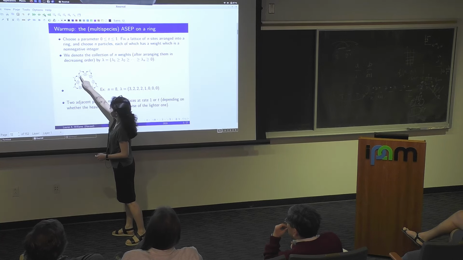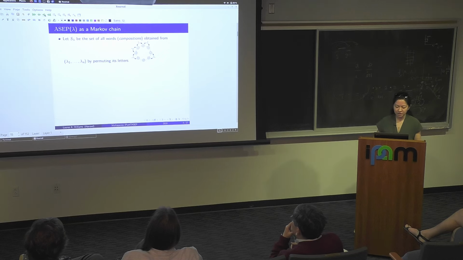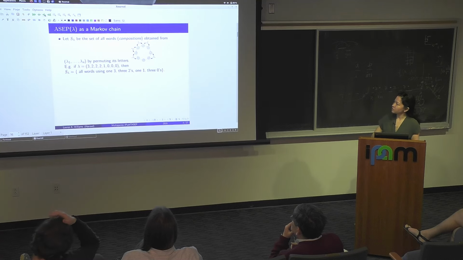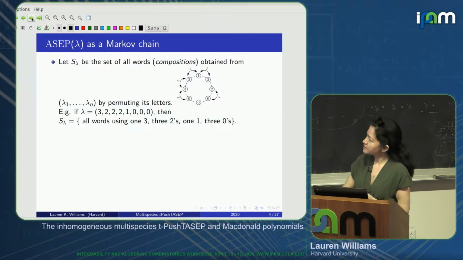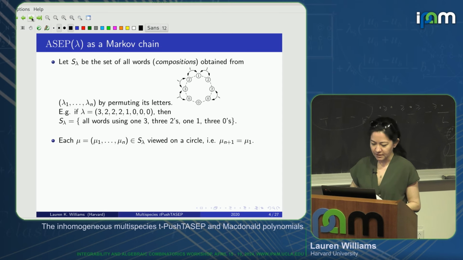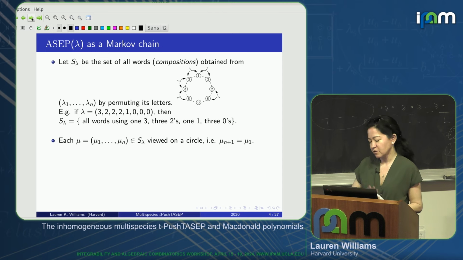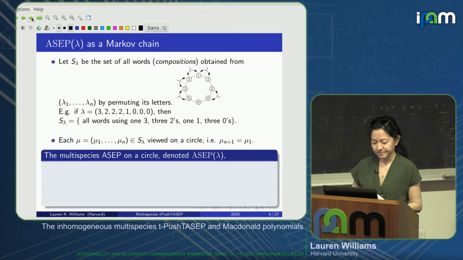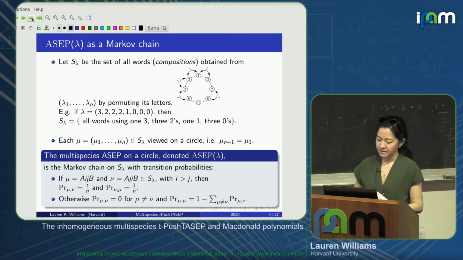And so this is a Markov chain associated to every partition. S lambda is going to be my notation for the set of all compositions that I can obtain by permuting the parts of lambda. And S lambda is going to be our states for this Markov chain. Okay, and states are given by these compositions, and we're viewing compositions on a circle. Okay, so this is just more formally what our Markov chain is, what the transition probabilities are.